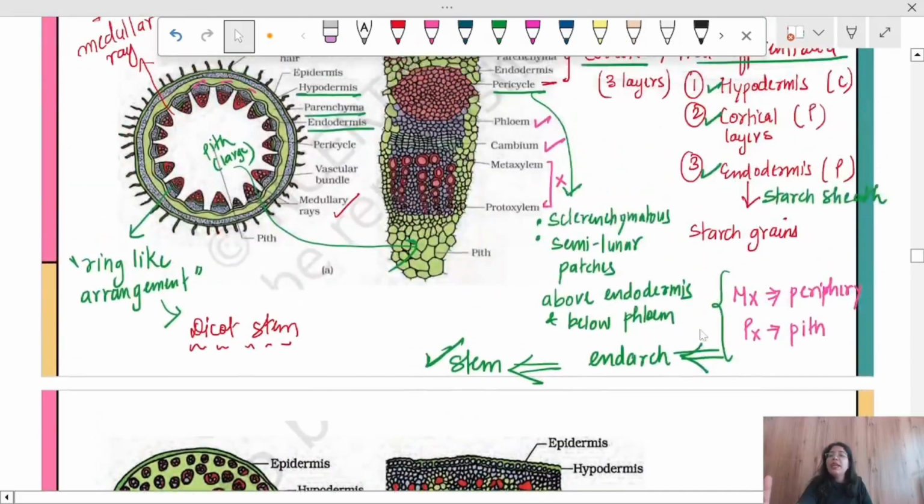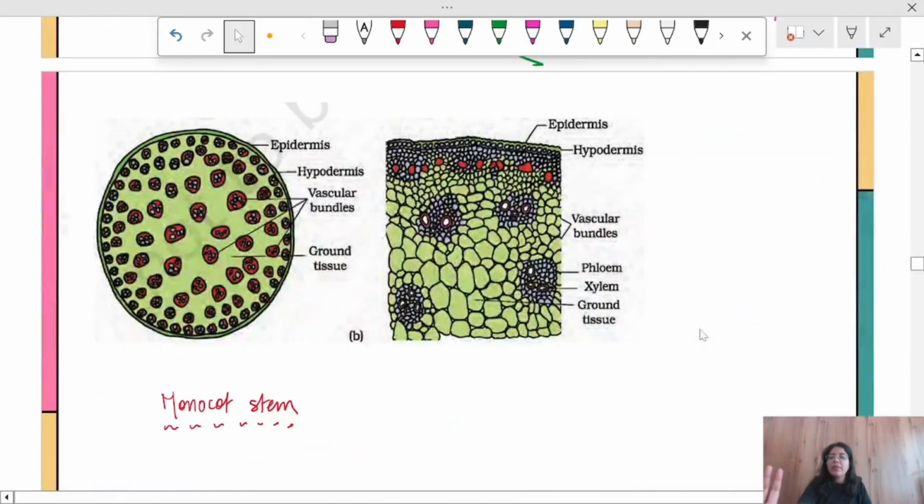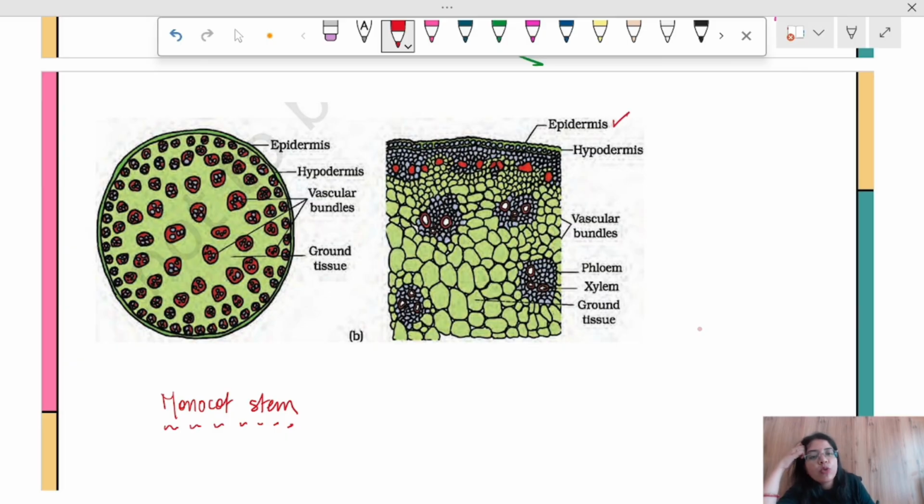Just try to see and compare this with monocot stem. Monocot stem looks so simple, right? Monocot stem has outermost layer epidermis. Okay, it will have hypodermis, but it is sclerenchymatous, means dead. Okay, after that you have this ground tissue, which is parenchymatous.